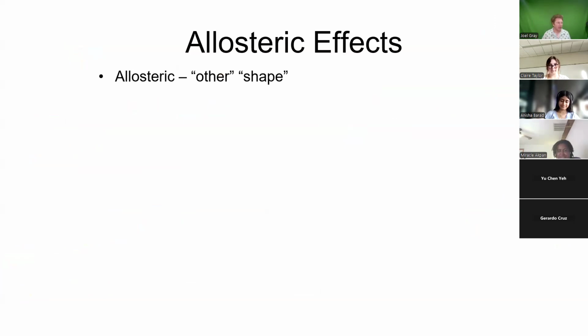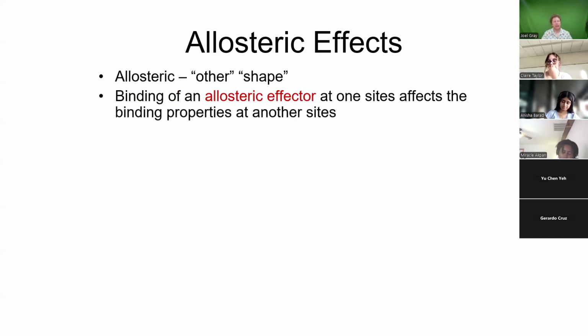Now I want to revisit this idea of allostery. Allostery is when a protein has effectively two different shapes, the T state or T shape and the R state or R shape. Allosteric means other shape. Now, there are things known as allosteric effectors. Allosteric effectors are molecules or reagents that influence favoring one state or the other. So, binding of an allosteric effector at one binding site affects the binding properties of other binding sites. Okay, so let's again go back to hemoglobin as our model for this.